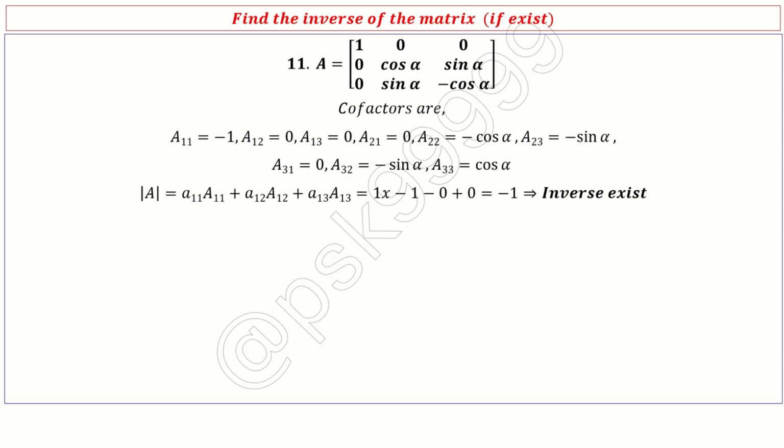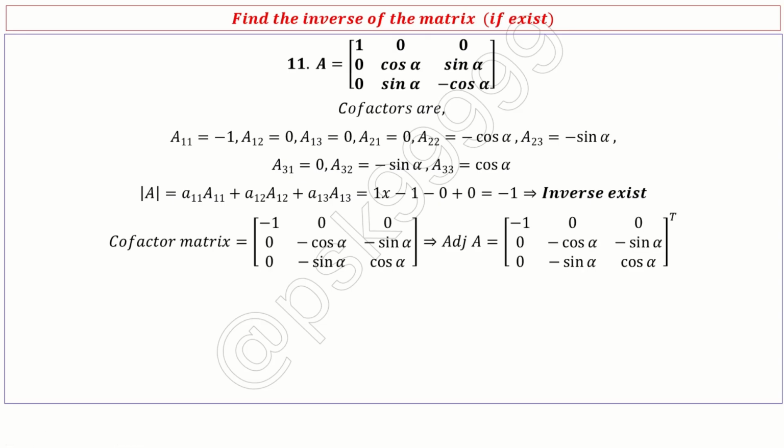I'll check the inverse. If I check the inverse, it is minus 1, which means inverse exists. So if you see, cos alpha into minus cos alpha minus cos square alpha minus sin square alpha, which means minus, if I take common, it is cos square alpha plus sin square alpha, which is 1, so minus 1 is the determinant. So inverse exists. This is my cofactor matrix. This is my transpose of cofactor matrix, which is adjoint of A.